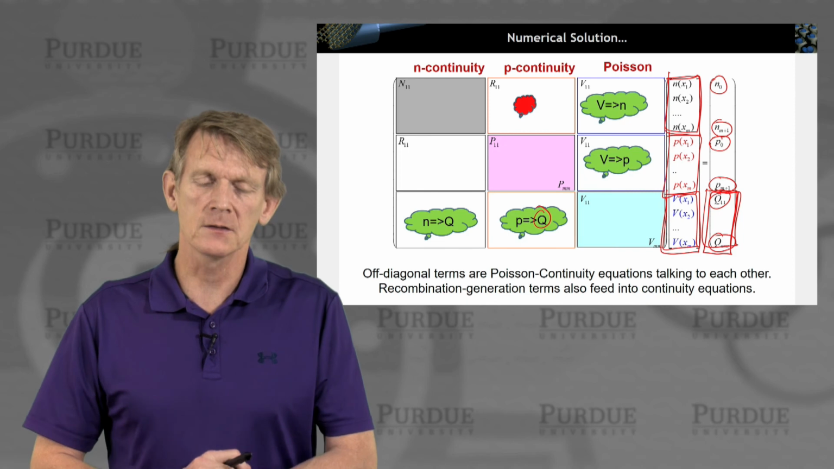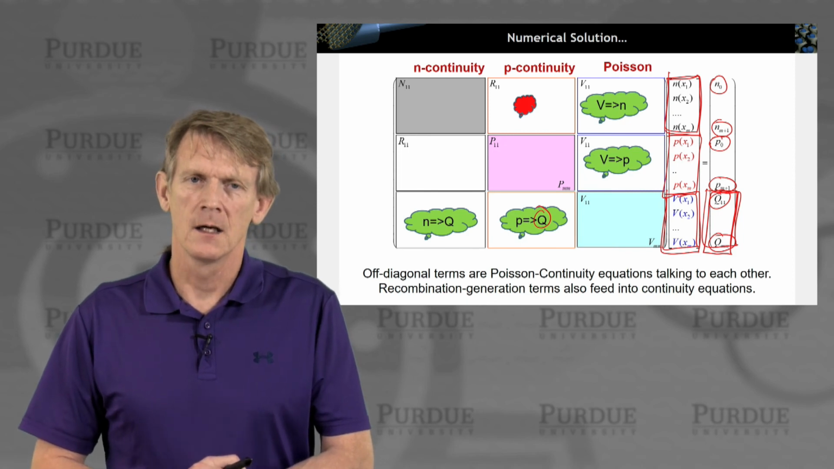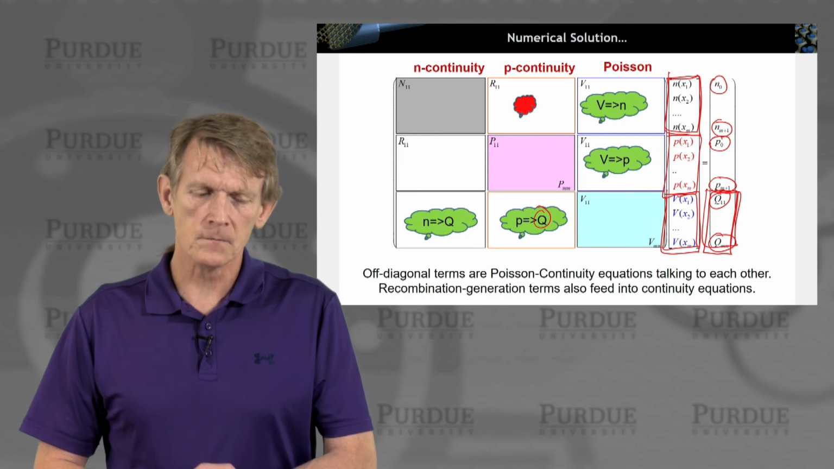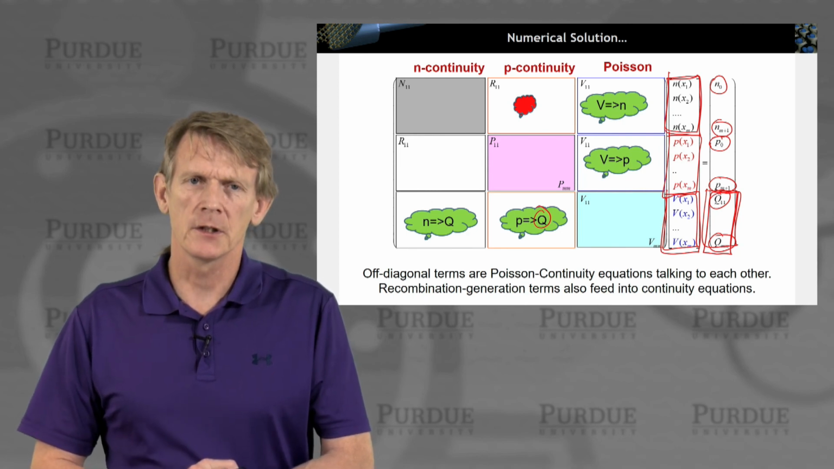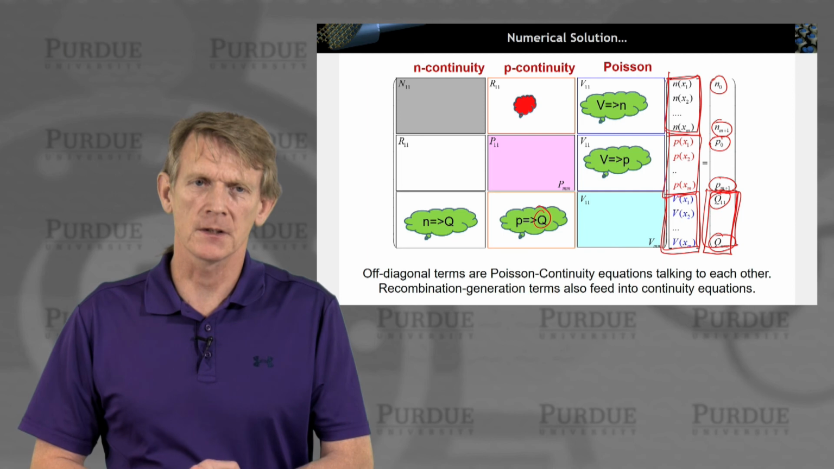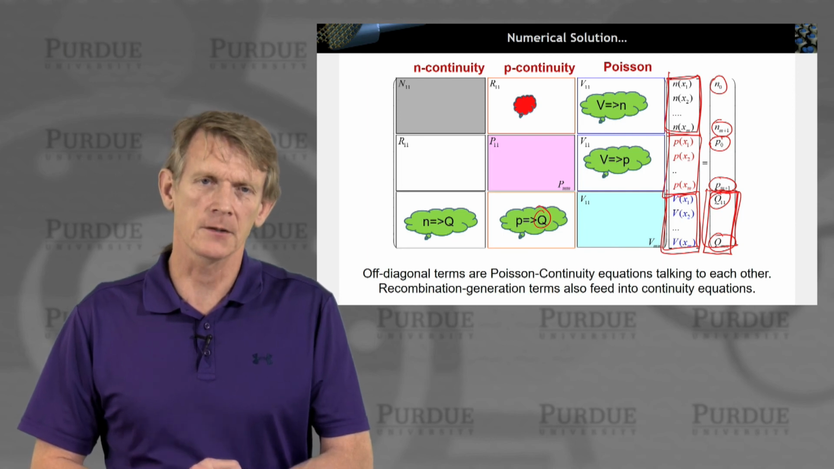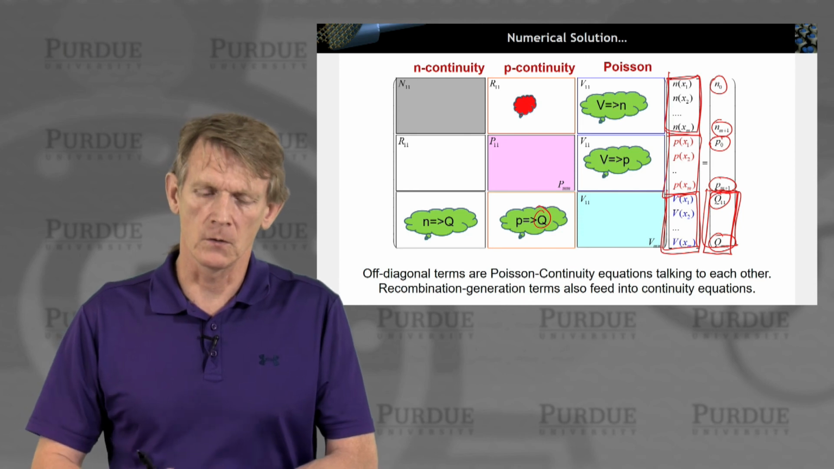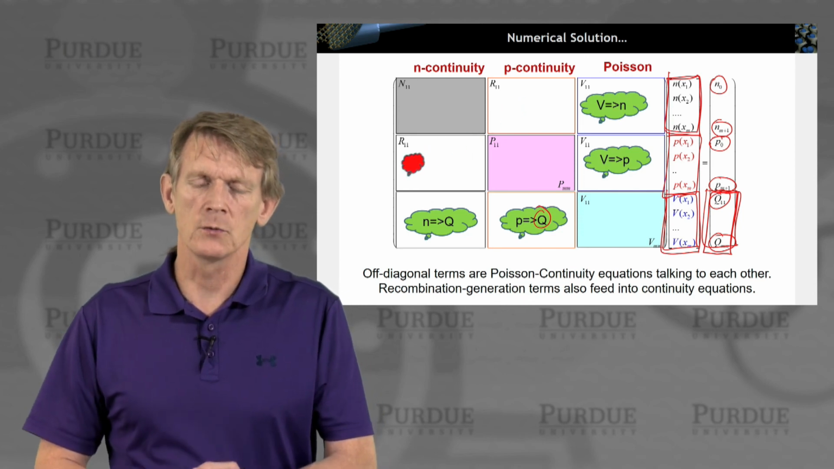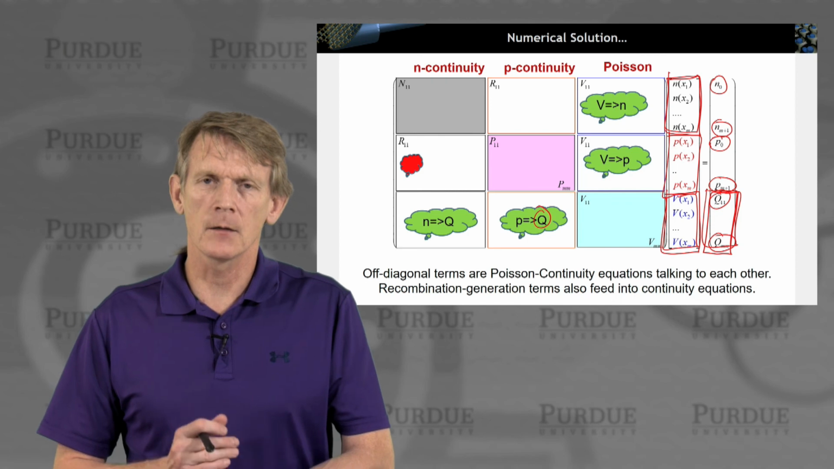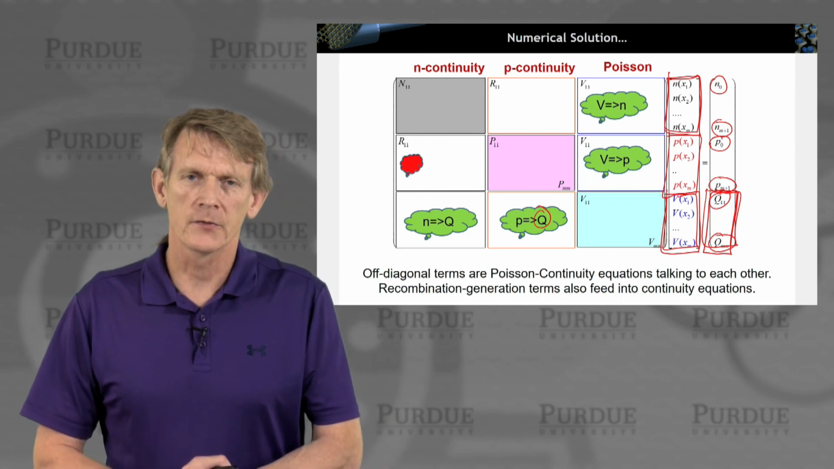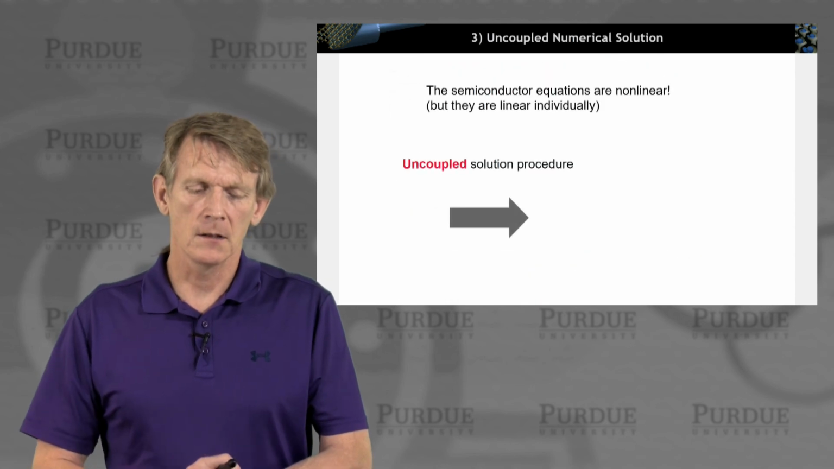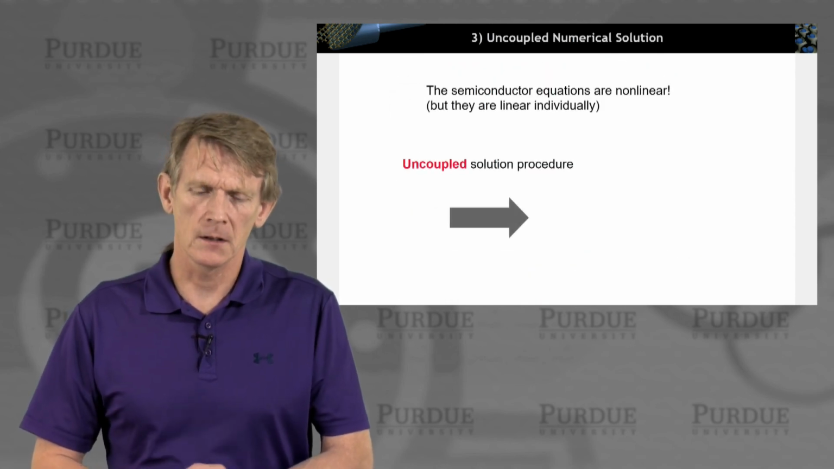But there are more couplings from generation and recombination, where these continuity expressions for holes and electrons are coupled, since if you create an electron, you typically also then create or destroy a hole. All right, so these two are coupled as well. So you end up with a system of coupled nonlinear expressions. And those can be pretty painful to solve.